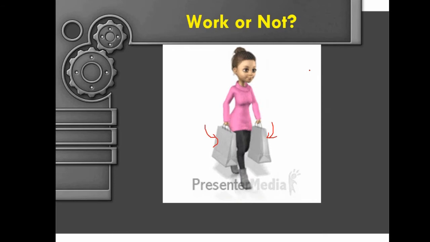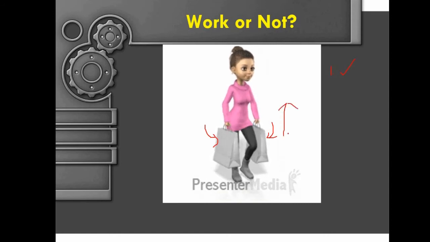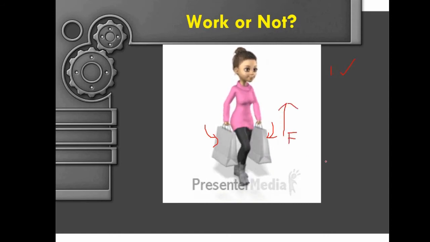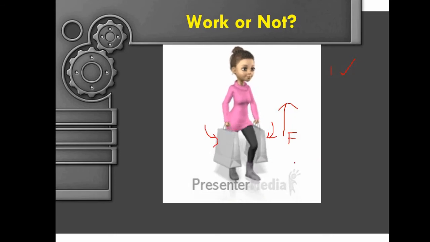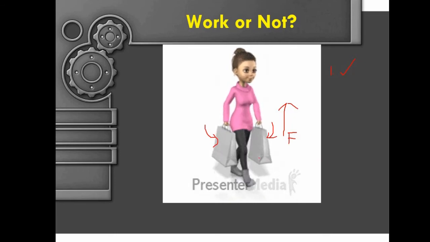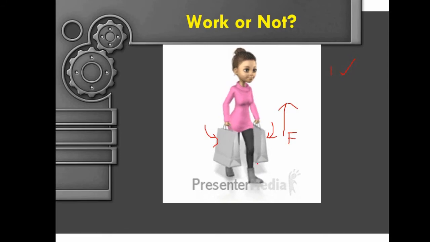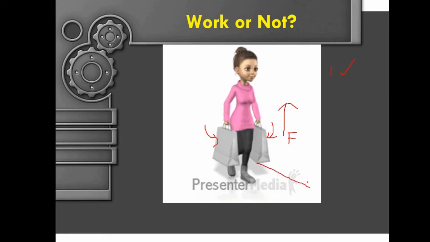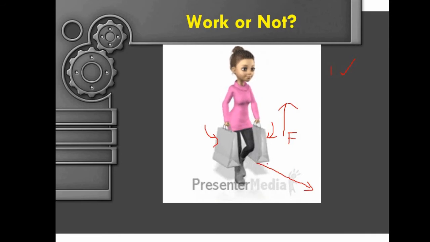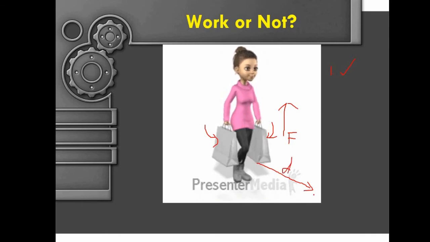First condition, is this woman exerting a force on these two boxes? Yes. And in what direction? That would be upward. Condition number two, do these two boxes move to a certain point? Yes. It has a displacement going in this direction.